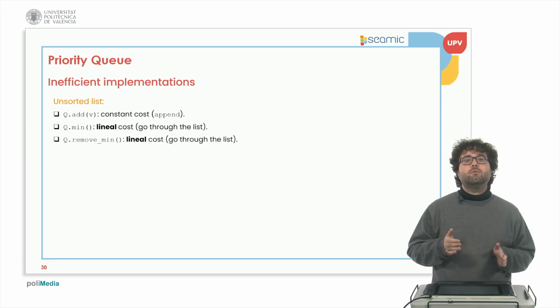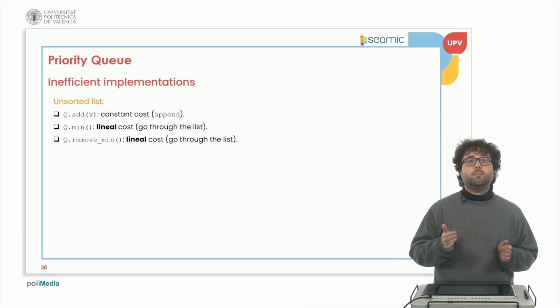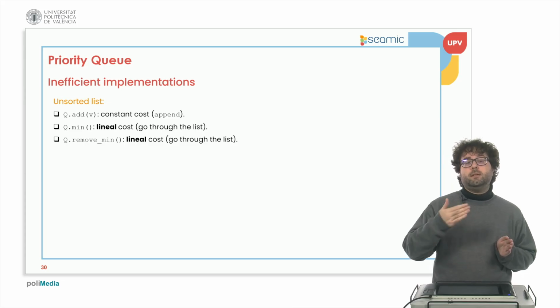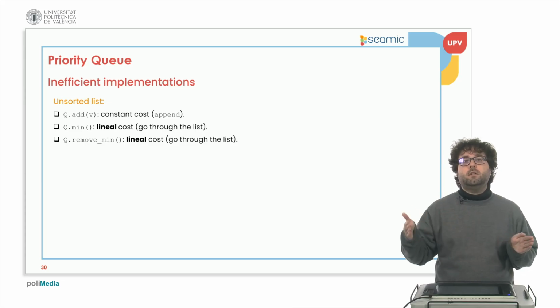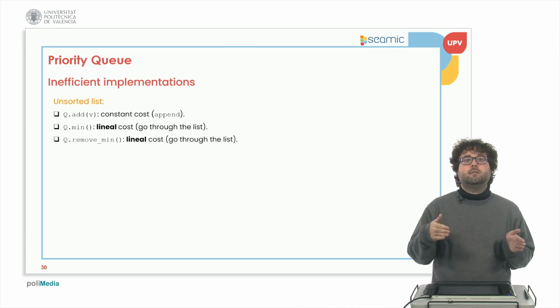So how are we going to compute this? There are several ways of computing this based on lists, both sorted and unsorted. If we take, for example, an unsorted list, adding into that list will be just appending into the list, since the order doesn't matter, and that will have a constant cost of just the append function.